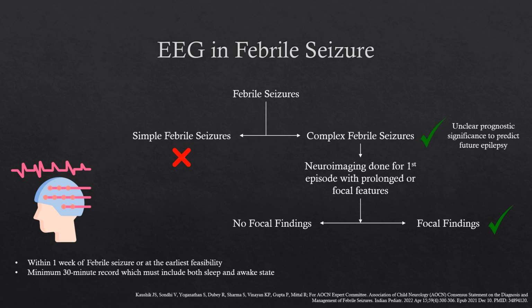So how do we do the EEG? We do the EEG within 1 week of febrile seizure or at the earliest feasibility. And the EEG should be a minimum of 30-minute record, which must include both sleep state and awake state.